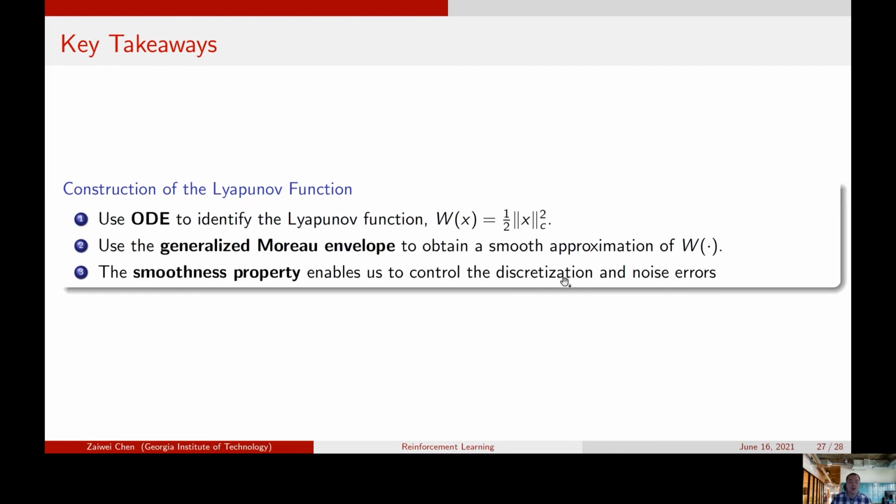The smoothness property is kind of an analogy of the binomial theorem in the talk of part 1, and it enables us to control the discretization error and the noise error.